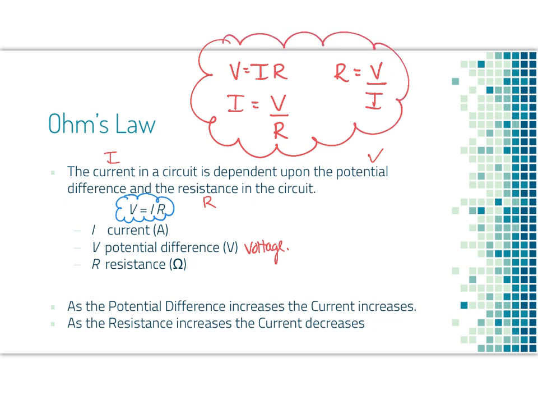I'm going to choose the equation based on what I'm solving for. So what I'm solving for is the only thing on one side of an equation. And what I would have in my question would be these other 2 pieces of information. Something to note, as the voltage increases, the current must increase if resistance is staying the same. As the resistance increases, the current decreases if our voltage is the same.